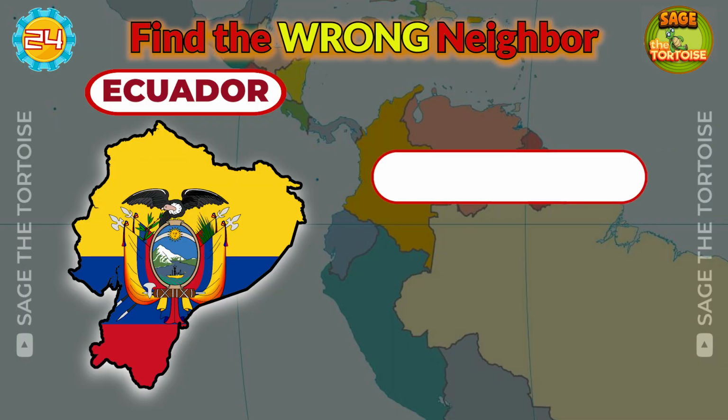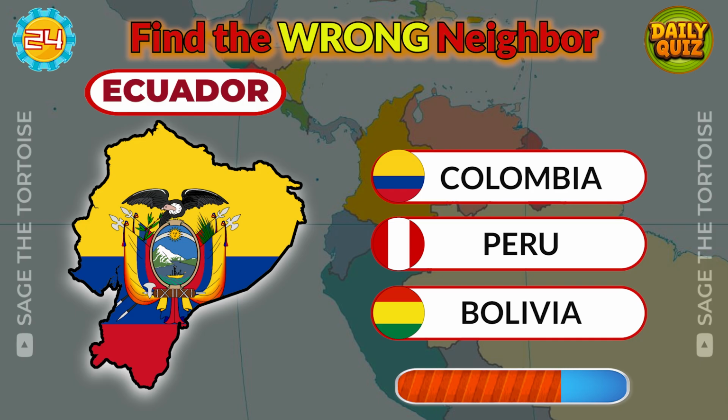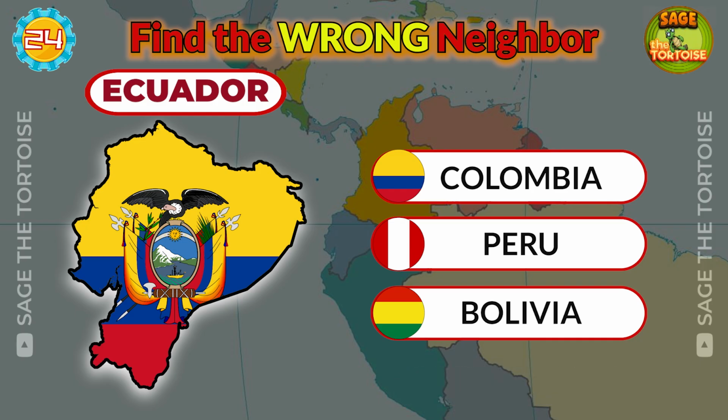Ecuador borders Colombia, Peru, and Bolivia. Which one is wrong? The answer is Bolivia.